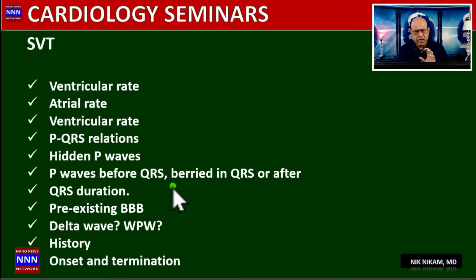Then we need to look at the relationship between the P and the QRS complexes. The P wave may be in the normal position in patients with sinus tachycardia or paroxysmal atrial tachycardia. The P wave may be buried in patients with atrial flutter or junctional tachycardia. The P waves may be invisible in patients with atrial fibrillation. That's why I said the P waves may be coming before the QRS complex, buried in the QRS complex, or coming after the QRS complex.